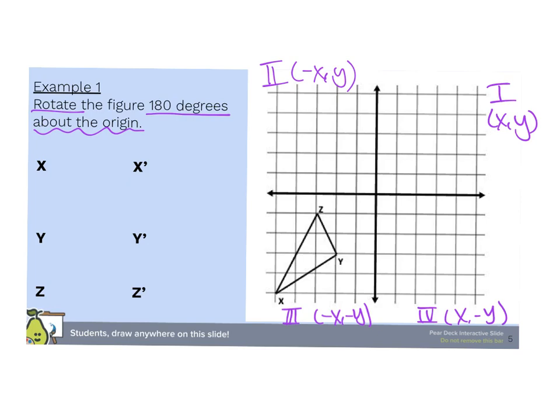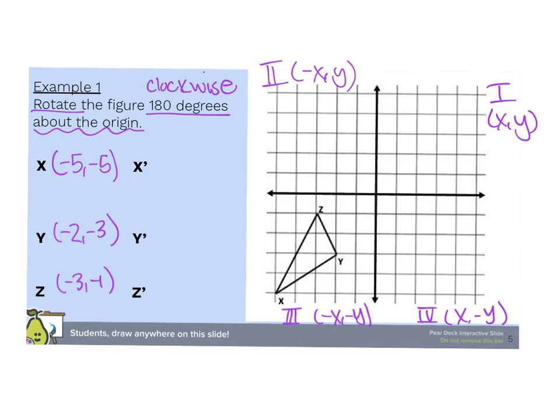So I need to rotate 180 degrees. They did not tell me which direction, so I'm going to pick clockwise. I need to figure out my ordered pairs. So for x, it's at -5, -5. Y, -2, -3. And z, -3, -1.